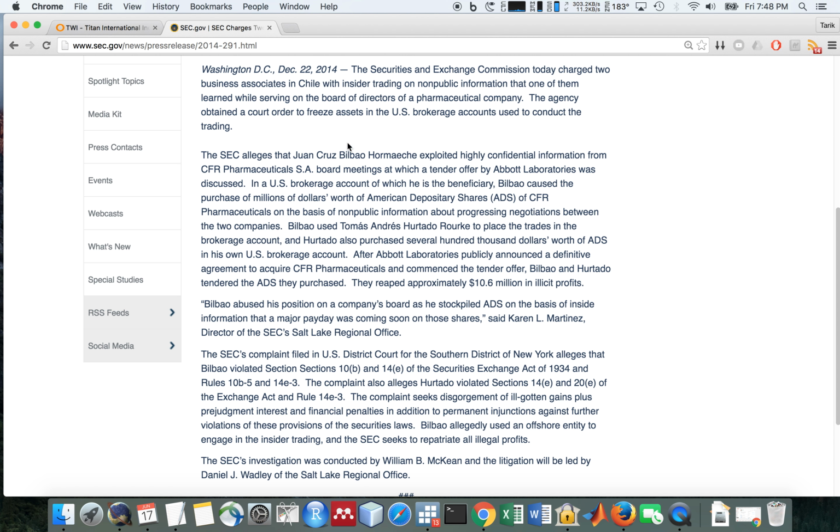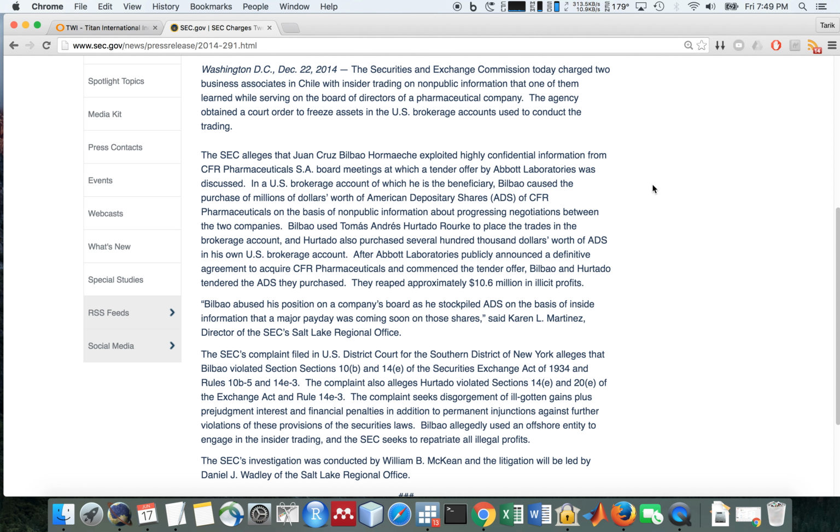The SEC alleges that one of the people, Juan, exploited highly confidential information from CFR Pharmaceuticals board meetings at which a tender offer by Abbott Laboratories was discussed. So what that means is Abbott was considering a tender offer, which is a way for another company to acquire a major stake in a target company. So Abbott wants to own shares in CFR Pharmaceuticals, and Abbott can launch a tender offer, which means they go to the market for CFR shareholders and say, we will buy your stock at a certain price.